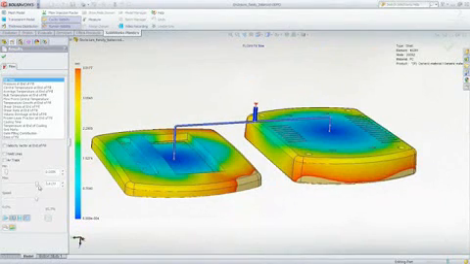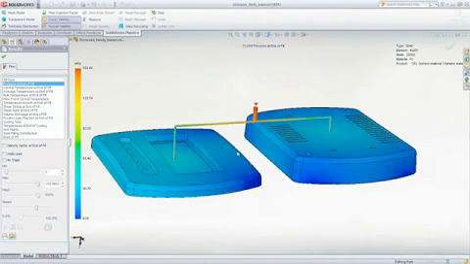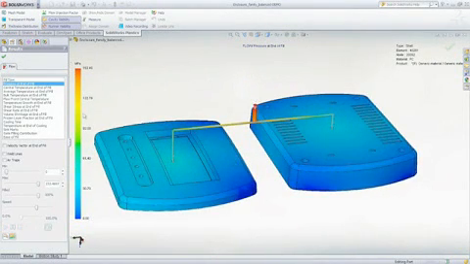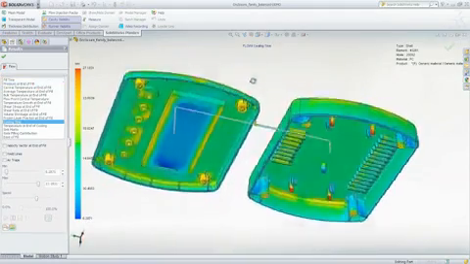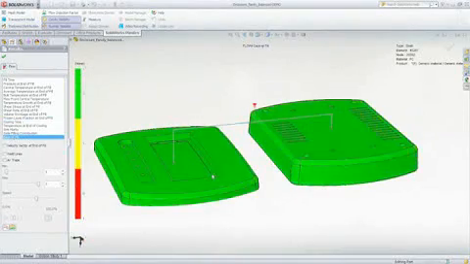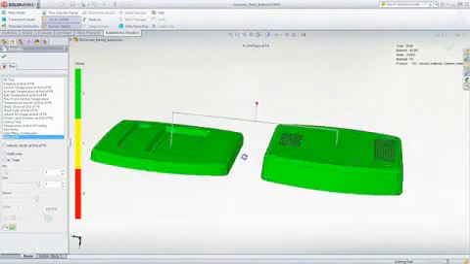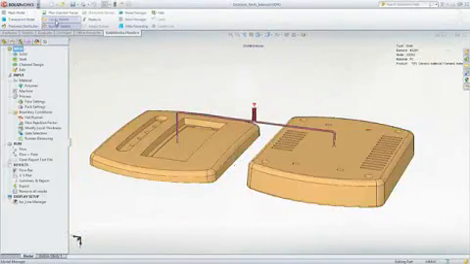With SolidWorks Plastics, you can predict and avoid manufacturing defects during the earliest stages of part and mold design, eliminating costly mold rework, improving part quality, and decreasing time to market. This has been your first look at SolidWorks Plastics.